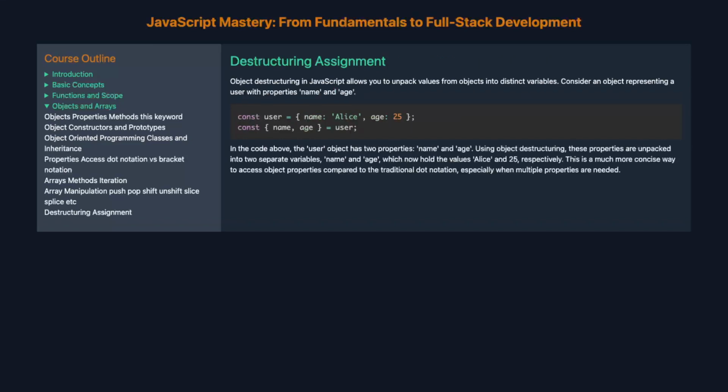Destructuring assignment. Object destructuring in JavaScript allows you to unpack values from objects into distinct variables. Consider an object representing a user with properties name and age. In the code above, the user object has two properties, name and age. Using object destructuring, these properties are unpacked into two separate variables, name and age, which now hold the values Alice and 25, respectively. This is a much more concise way to access object properties compared to the traditional dot notation, especially when multiple properties are needed.